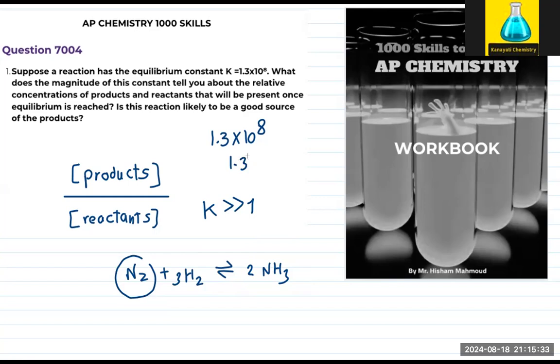So I have here 8 zeros, so this is going to be 1, 3, and then 1, 2, 3, 4, 5, 6, 7 zeros. So this means a very big number, and since it's a very big number, this means that the products are much more than the reactants. In the next question, we can see the opposite.